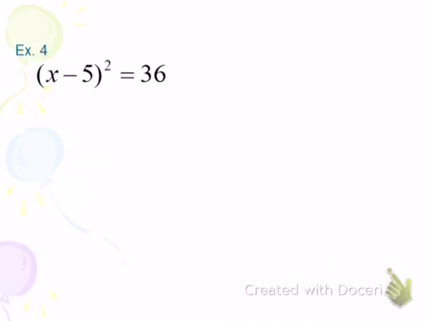Don't write this one down, because I'm not going to ask you to do a whole lot of problems like this one and the previous one. X minus 5 squared equals 36. We have something squared equals a number, so we could invoke the square root property, which tells us that x minus 5 would be equal to plus or minus the square root of 36.